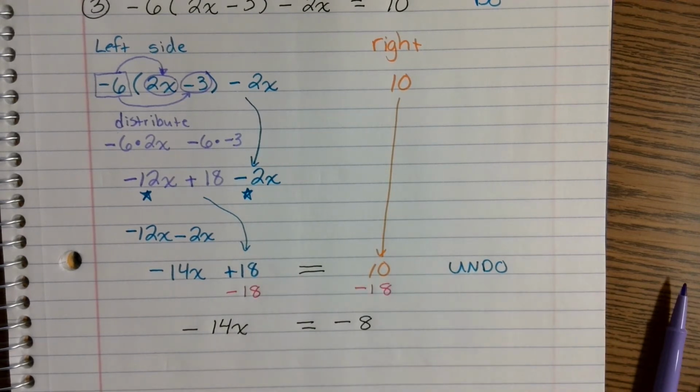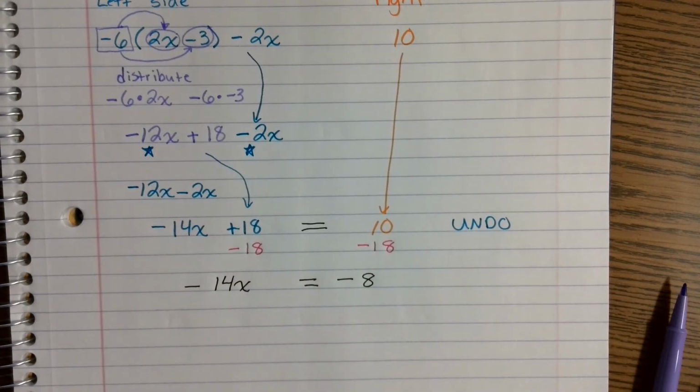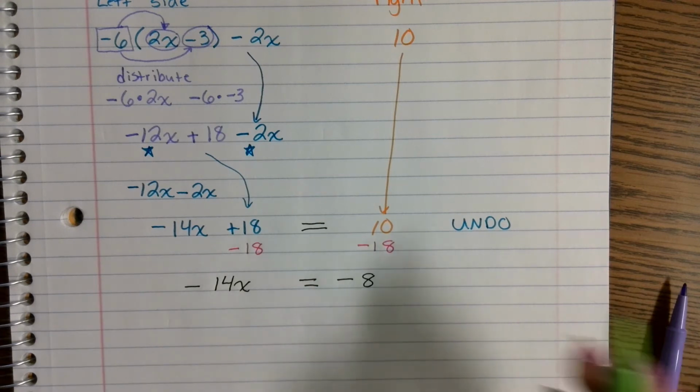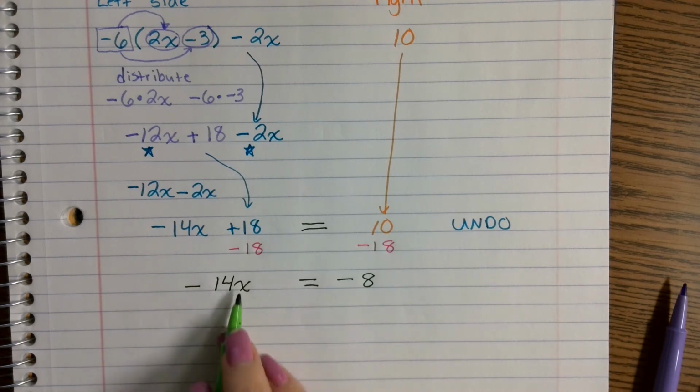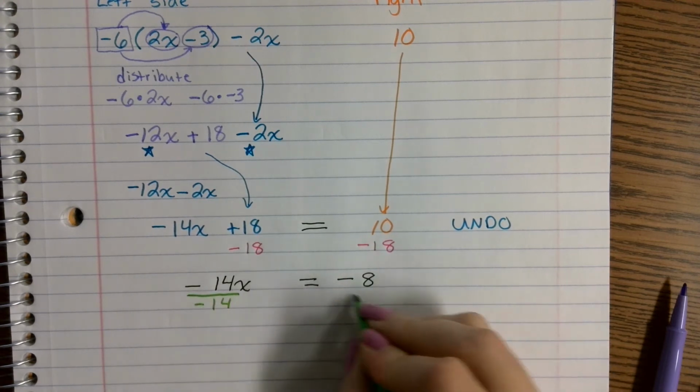What's the next step that we need to do? Harmon? Divide 8 by the negative 14. So we're dividing both sides by negative 14.